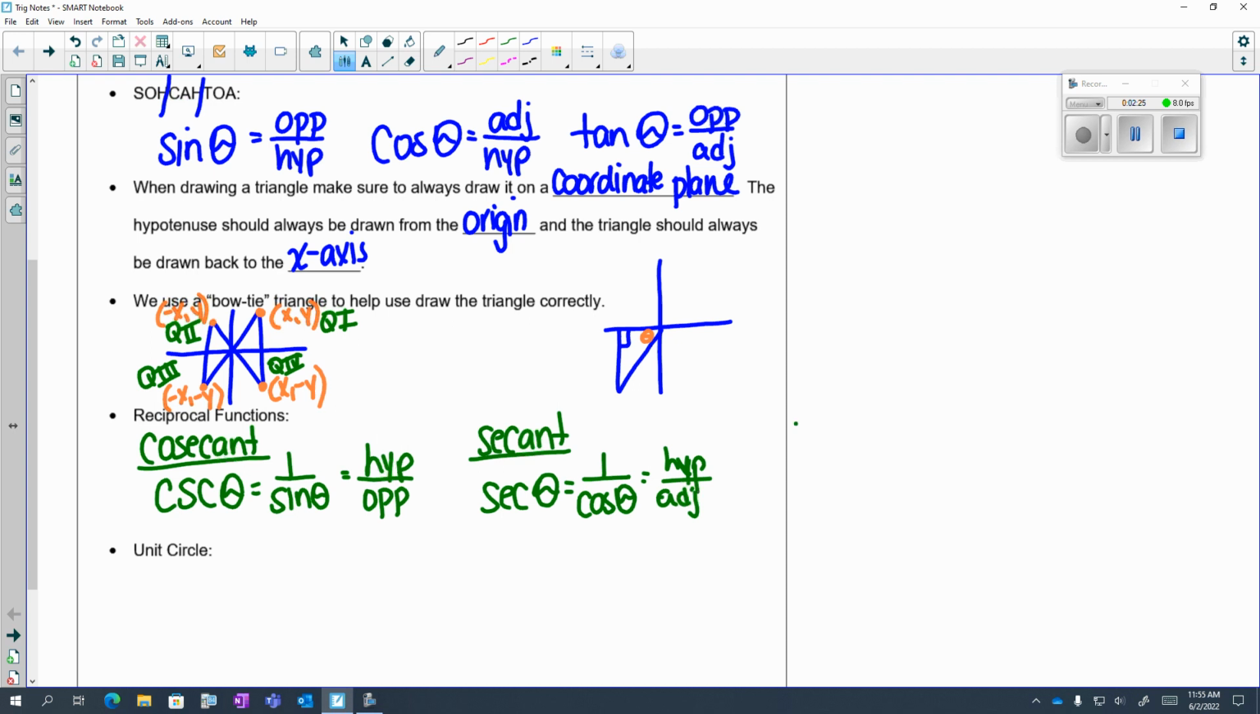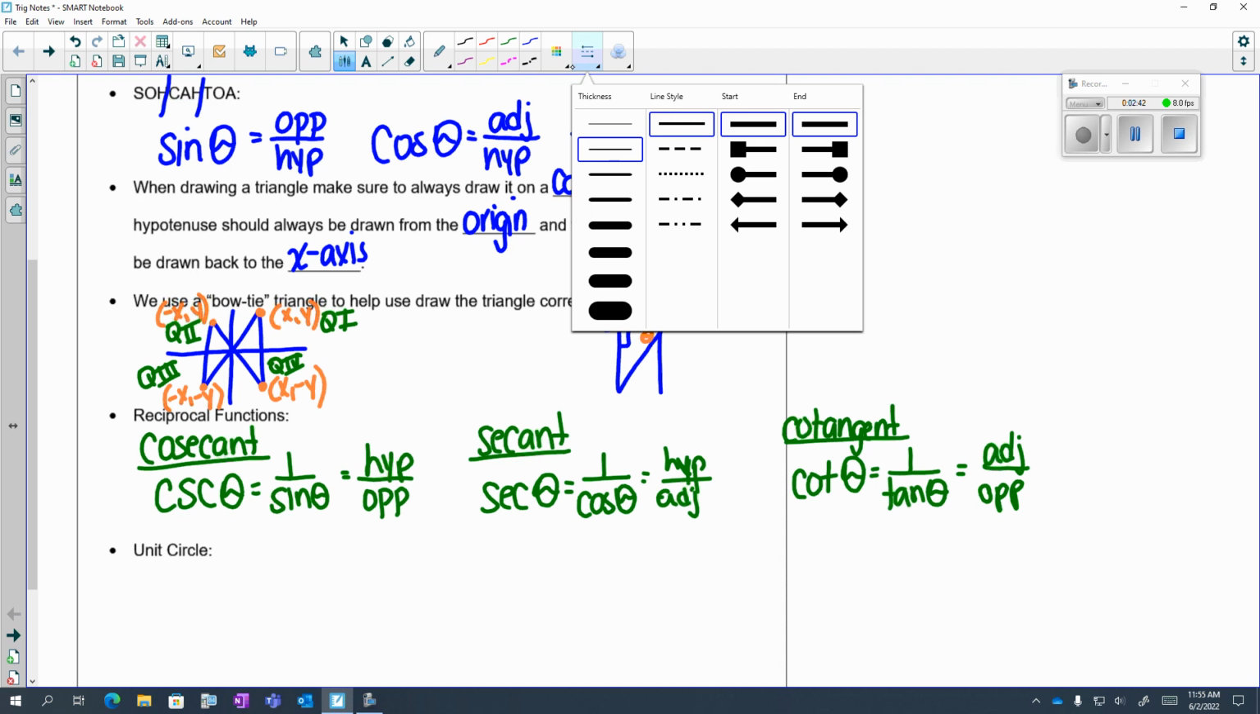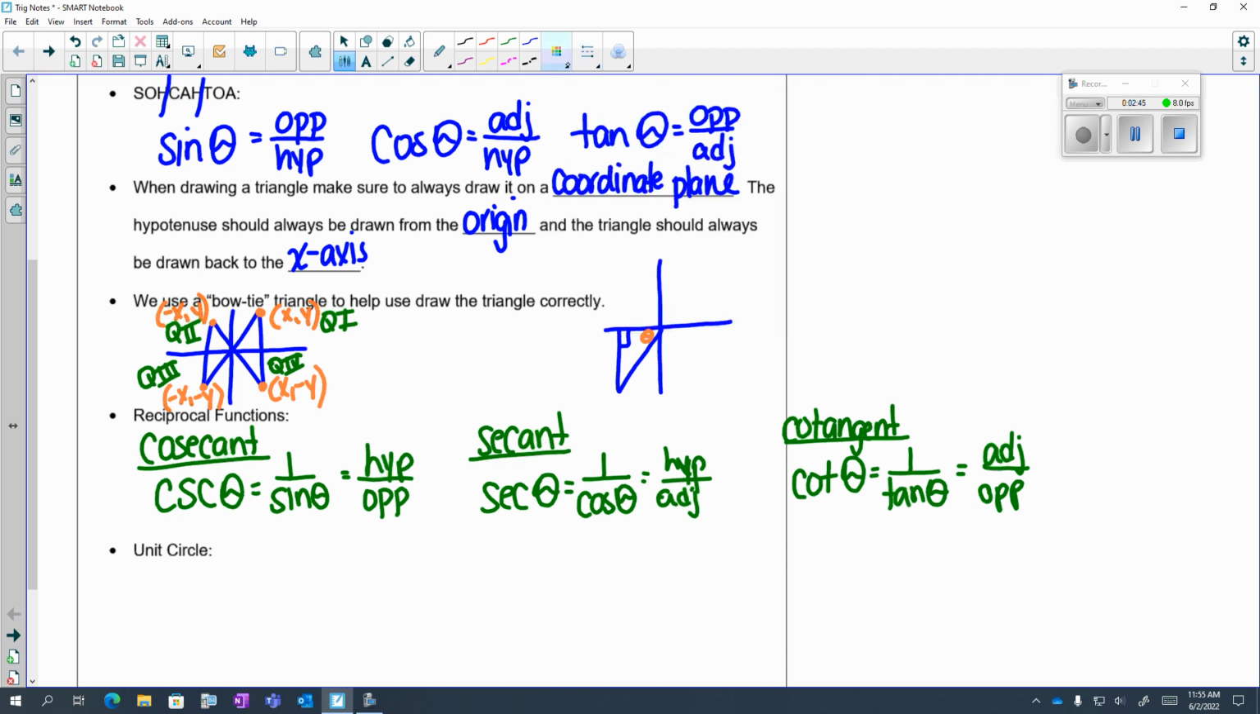And then lastly, we have cotangent. The abbreviation is COT, and that's 1 over tangent, which is equal to adjacent over opposite. Now remember that tangent and cotangent make sense, they sound alike, but the other two can be confusing, so it should always have a pair. Cosecant starts with a C, so its reciprocal starts with an S. Secant starts with an S, so its reciprocal starts with a C.